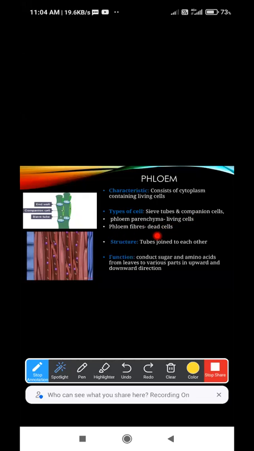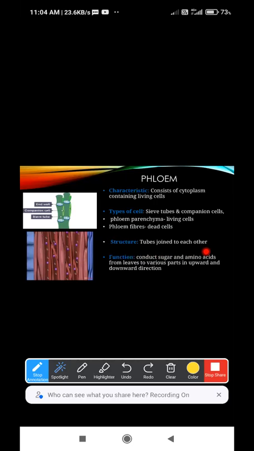Then it also contains phloem fibers. These are the sclerenchyma, phloem sclerenchyma, also called phloem fibers. They are the dead cells. They support the sieve tube elements. They support the sieve tubes.